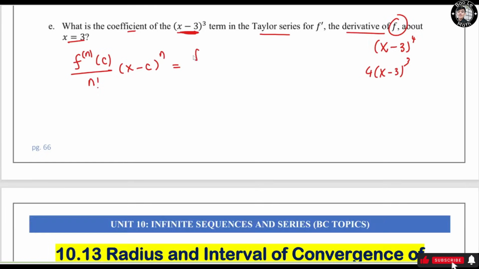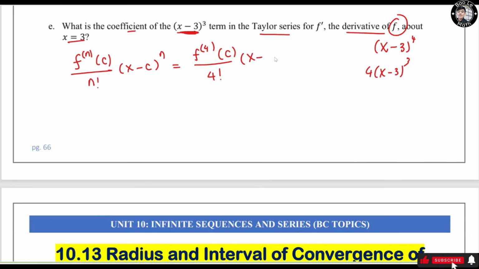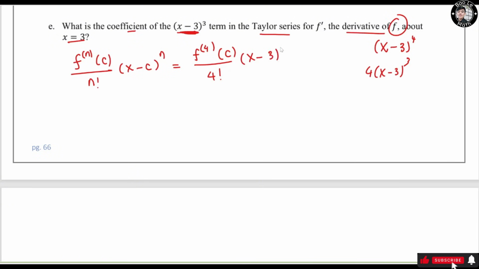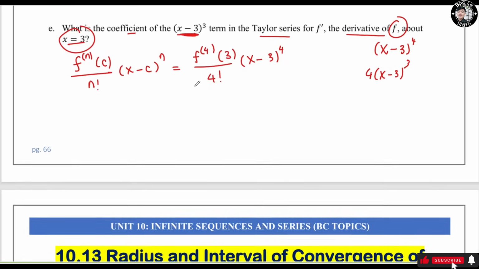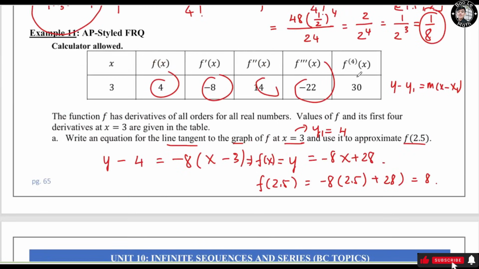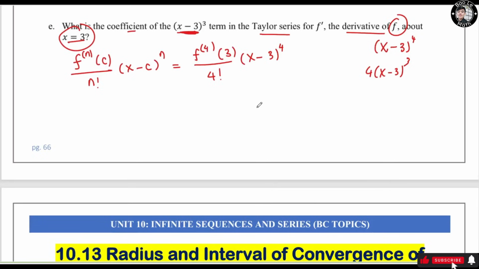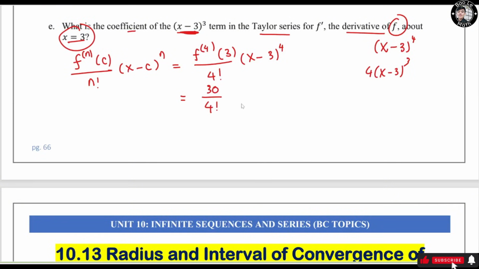So we have f fourth derivative of c over 4 factorial times s minus 3 raised to the 4, right? Because the center is right here, right? So I'm going to look at the table right here. f fourth derivative of 3 is given in this table right here, 30, right? So you have 30 over 4 factorial times s minus 3 raised to the 4, right?